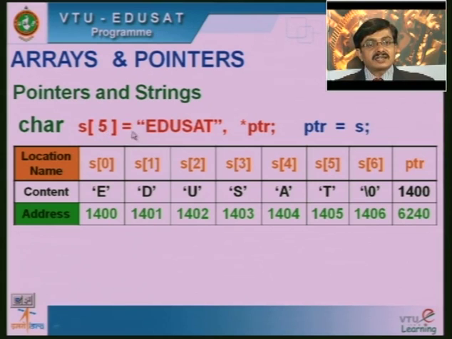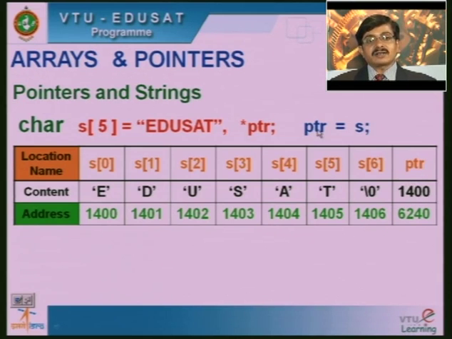So here it has to be 6, it should not be 5 here. It is supposed to be a 6 here. Now, ptr is given the address of s. So ptr is holding the address of s. What is the address of s here? Starting address 1400. So ptr will get the value 1400.